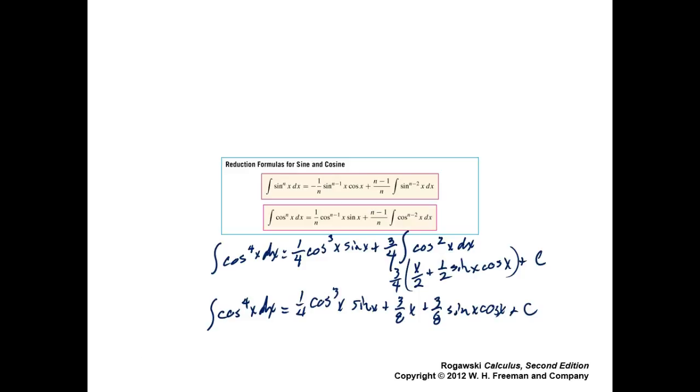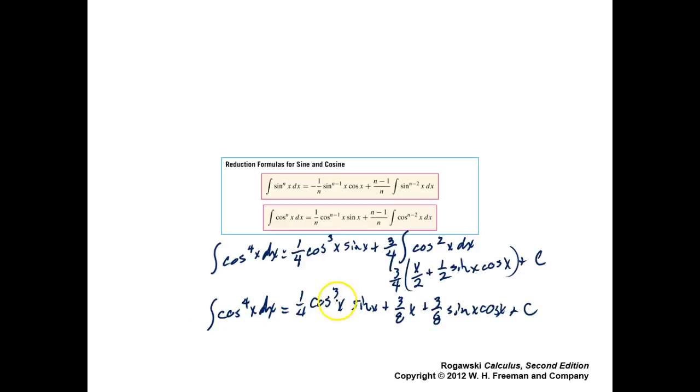Okay? So let's remind ourselves where we were. Yeah, that was it. So we had cosine fourth x minus the integral of cosine sixth x. So let's go back and pick up what the cosine fourth x was. That's it there: 1/4 cosine cubed x sine x plus 3/8 x plus 3/8 sine x cosine x plus c. Okay?